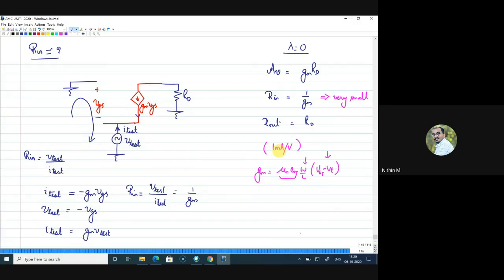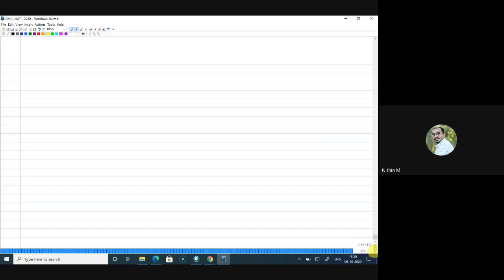So this is all about lambda equal to 0, and this is again common gate. Now let us continue this. If you have doubts, please ask. Let us continue for the lambda not equal to 0 case. Before that, let me have a small comparison between CG and CS.